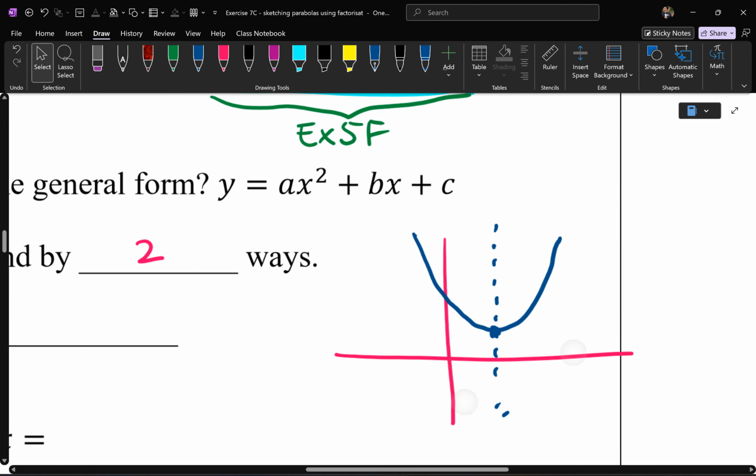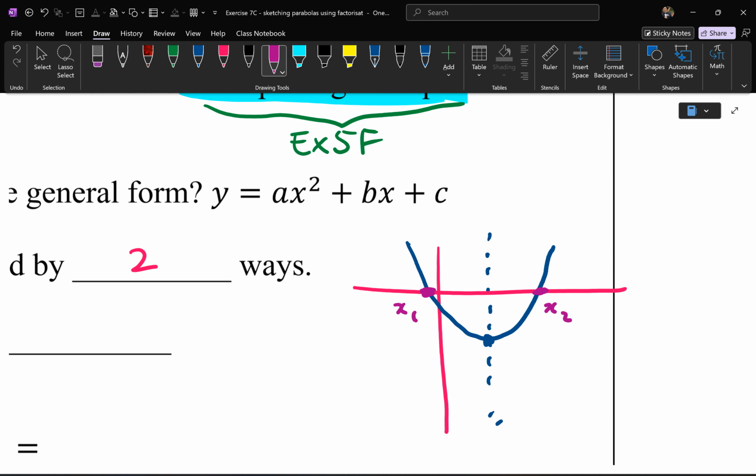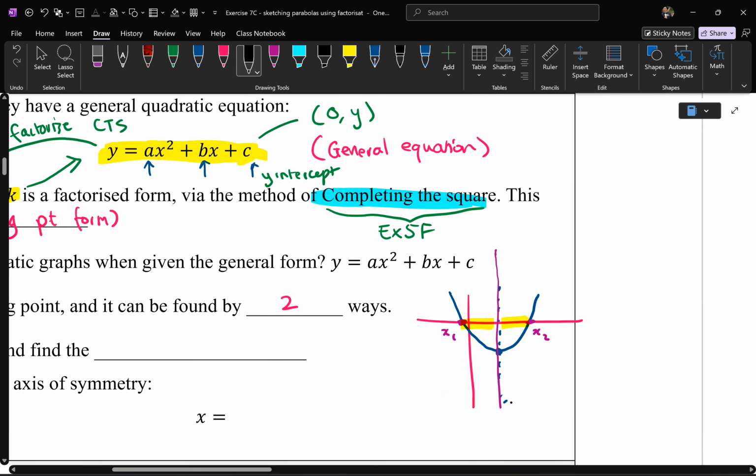So it means if you can find the x-intercepts, x1, x2, then the middle between the x-intercepts is where the axis of symmetry is. True? So the axis of symmetry, where it cuts the parabola in half, must be the center of your two x-intercepts. So how do you find the turning point? You just need an x and a y coordinate. You can find that x coordinate by finding the middle.